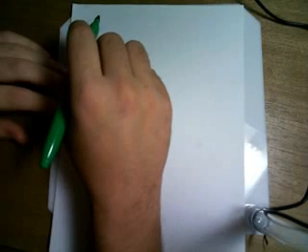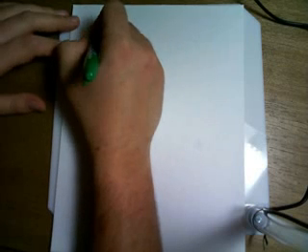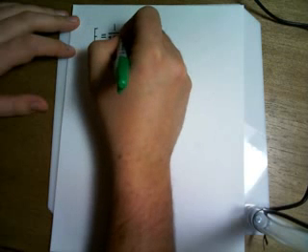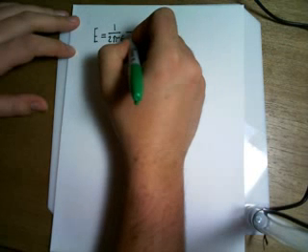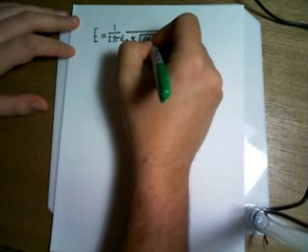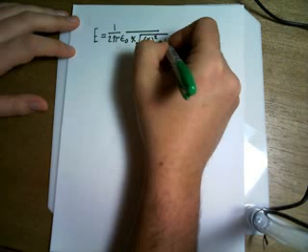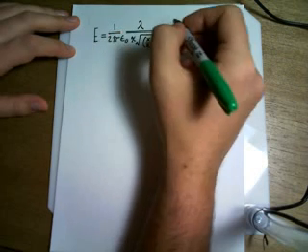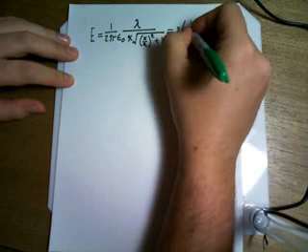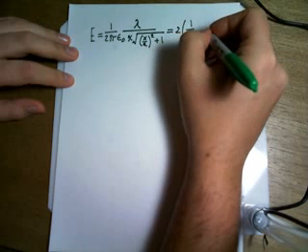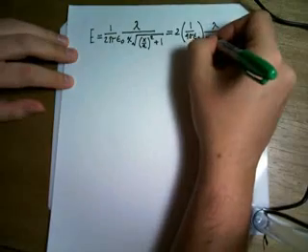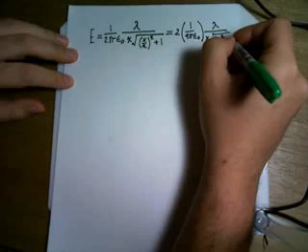So first off, E is going to equal 1 over 2 pi epsilon naught times lambda over x times the square root of (x over a) squared plus 1, and that equals 2 times 1 over 4 pi epsilon naught times lambda over x times the square root of (x over a) squared plus 1.